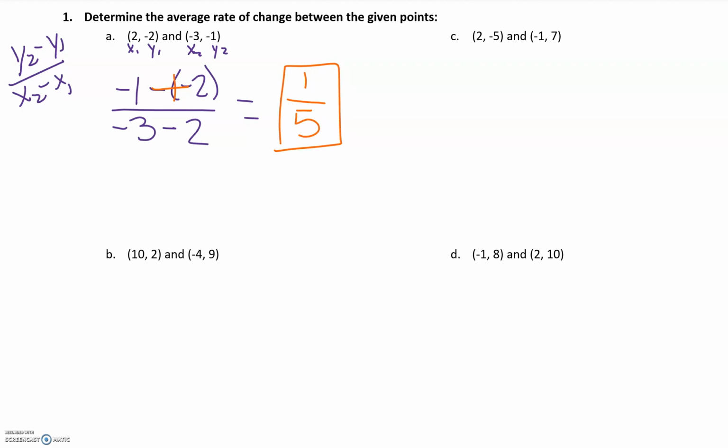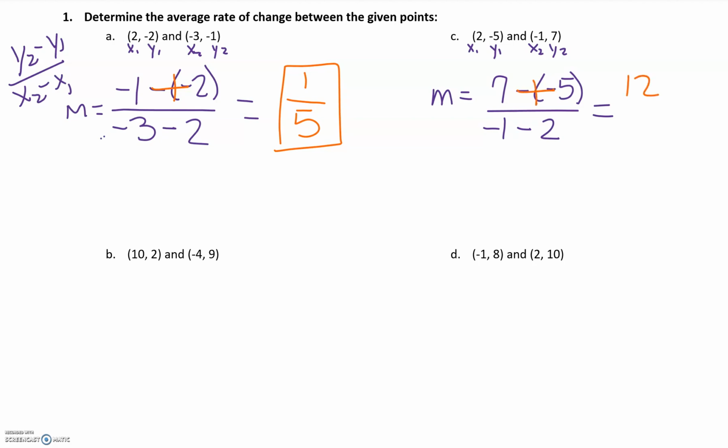On the next one, let's label our x1, y1, x2, y2, and let's fill it in. So for our slope, I could have been writing an m next to all of these just so we know that this is our slope, but we don't have to. So y2 is 7 minus y1, which is -5, divided by x2, -1, minus x1, which is 2. Again, remember, when you subtract a negative, it turns positive. So this is going to give us 12. And -1 minus 2 is -3. Divide this and we get -4.